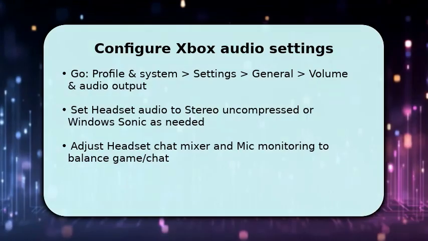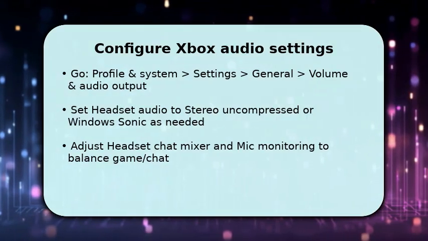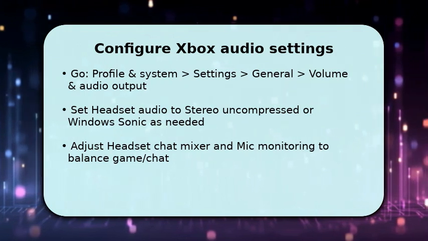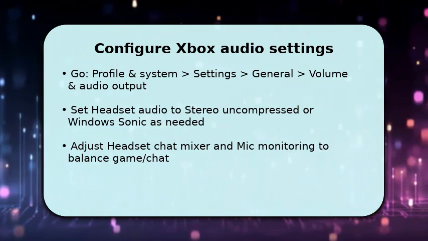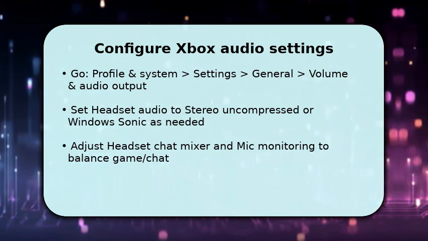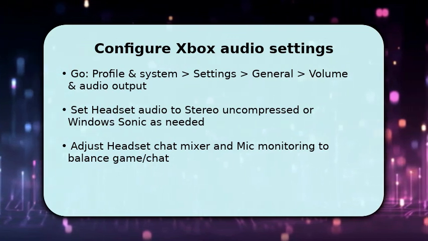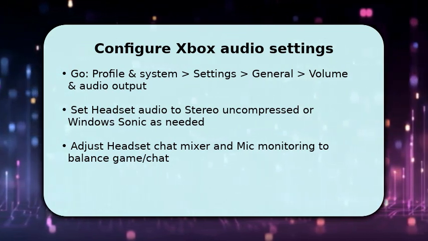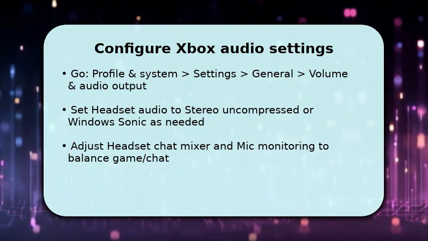settings. Once the headset is physically connected, open Profile and System, then Settings, and navigate to Volume and Audio Output. You want headset audio set to stereo uncompressed for the cleanest analog pass-through. Alternatively, choose spatial audio only if supported and desired.